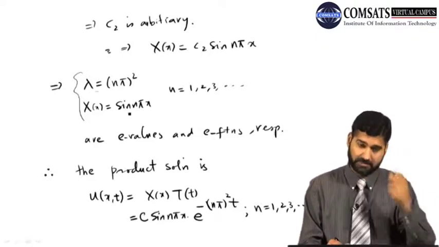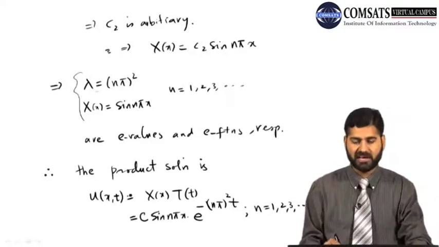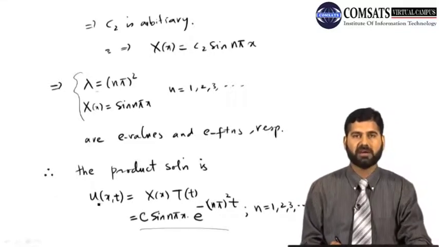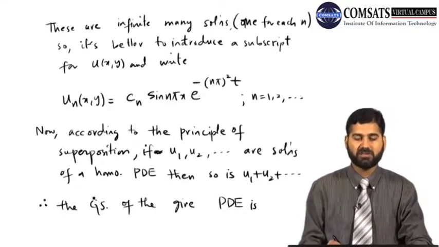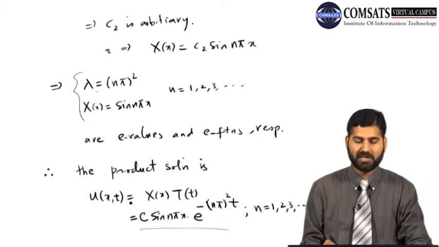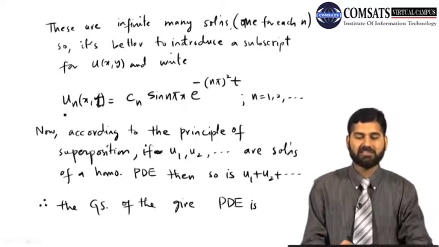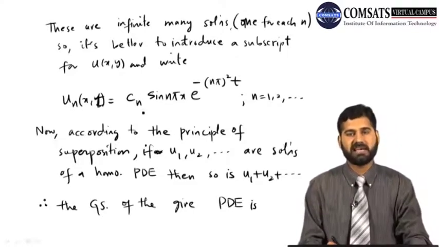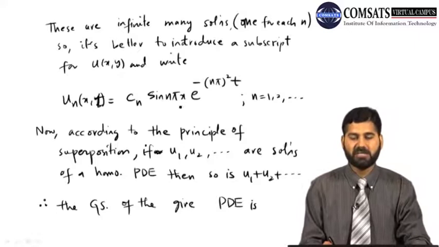After getting these eigenvalues and eigenfunctions, I wrote the product solution. Because the product solution is not just one, these are different solutions for different values of n, so we introduced a subscript here. You can directly write this product solution as u_n and write that coefficient as c_n as well. So these are the infinitely many solutions.